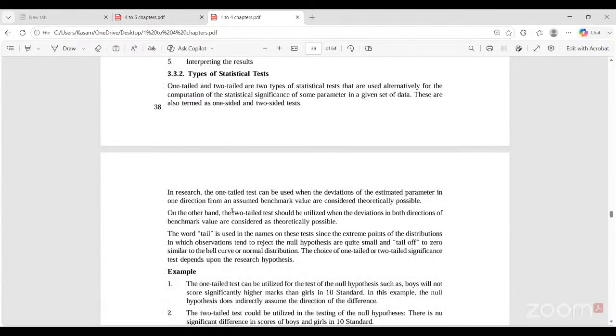See here, one-tailed and two-tailed. I will share another one-tailed and two-tailed test here. Not in detail, they did not give it here in your subject.